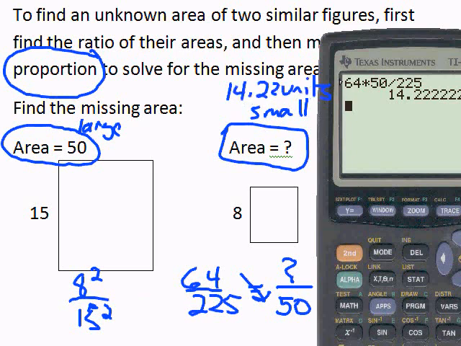Since I didn't give you the unit, I'm just going to write units squared. So it's 14.22 units squared.